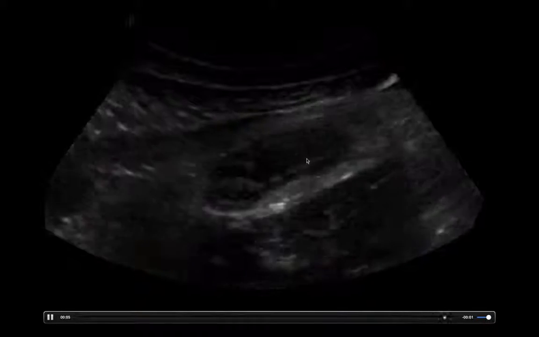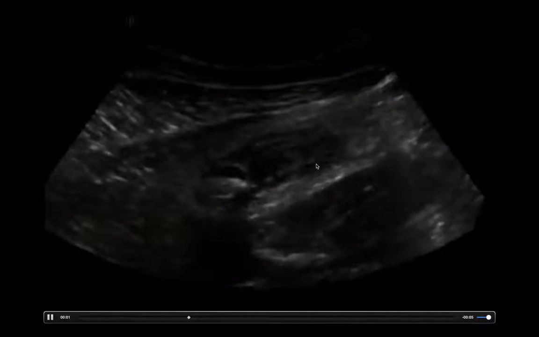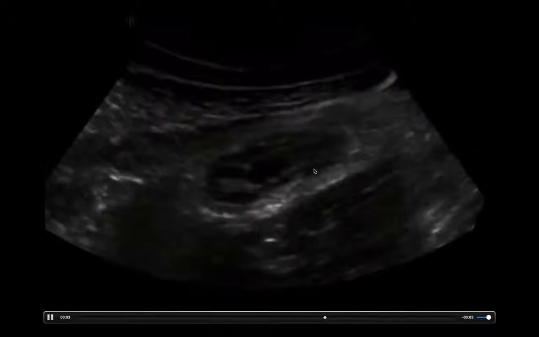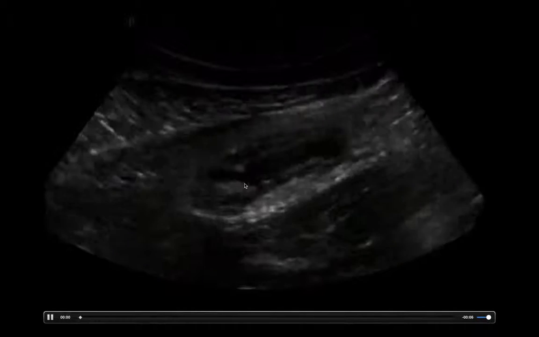So this is a classic picture of what an appendicitis looks like. We have a tubular structure here. There's the wall of the appendix with some edema around it. You can see the edema right there. And then right here, you actually get to see a fecalith.